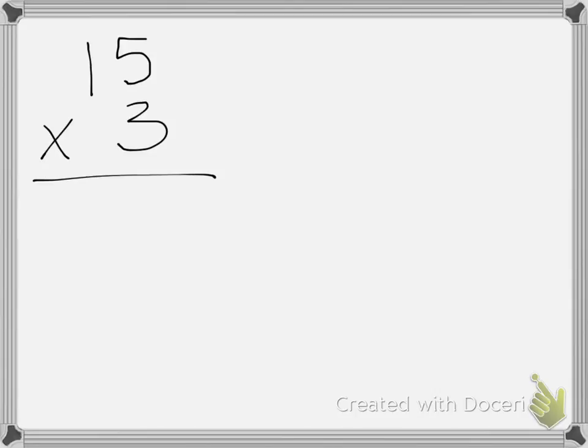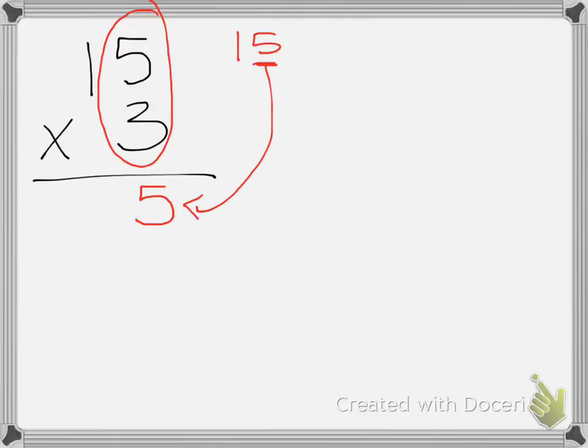First, I need to do my 3 times my 1s place. So 3 times 5 is 15. I have to place the 5 into my 1s because I can't have 15 1s, and then I carry my 1 to my 10s spot. My next step is 3 times my 10s. So 3 times 1 is 3, and then I need to add the 1, which is 4. So 15 times 3 is 45.